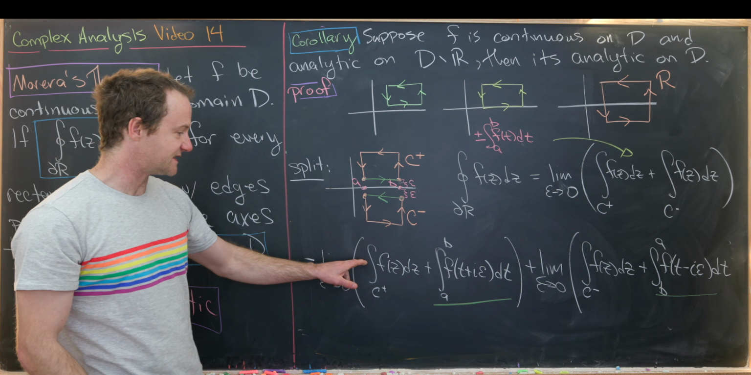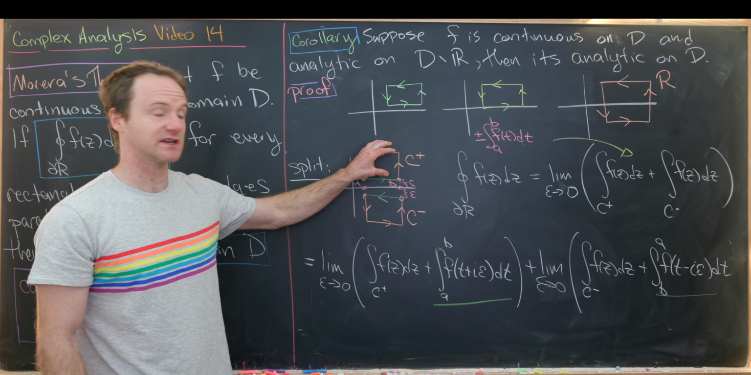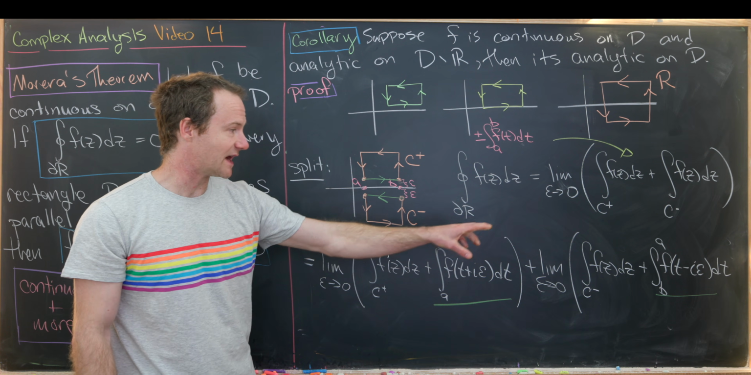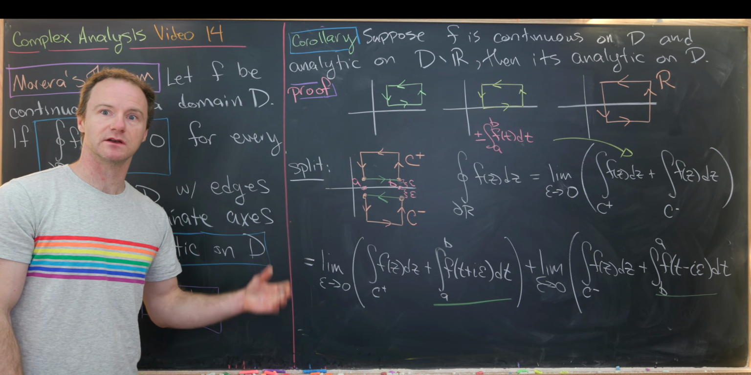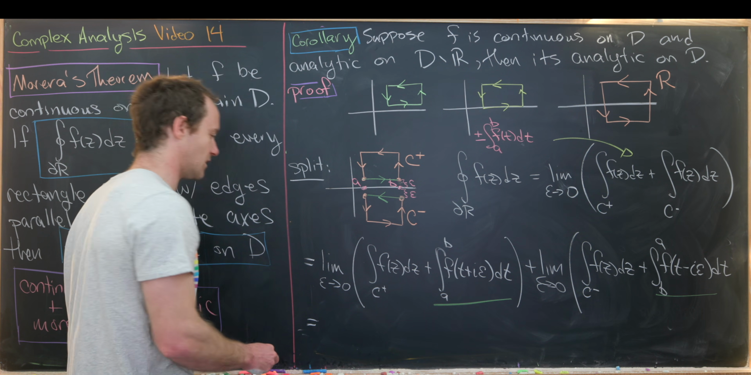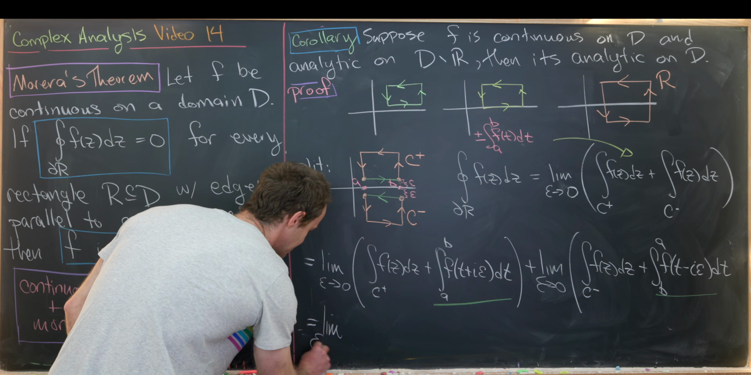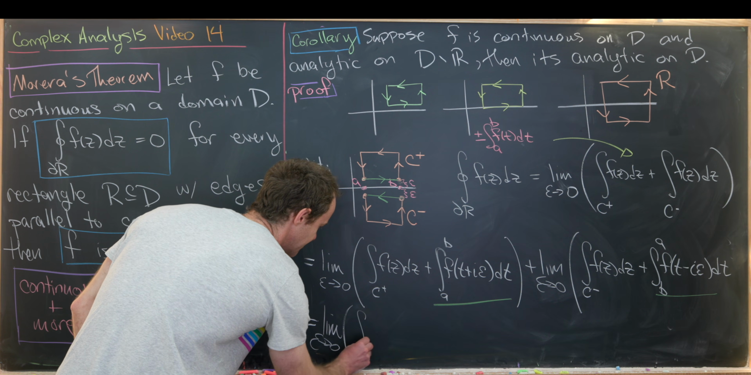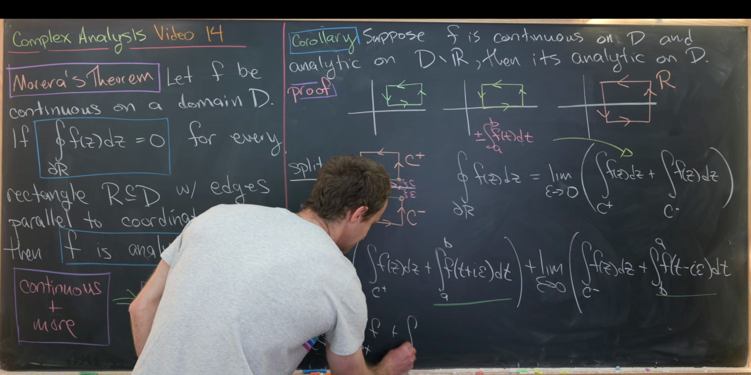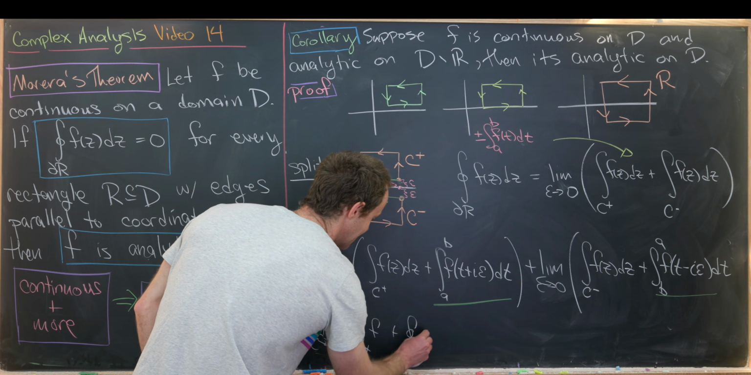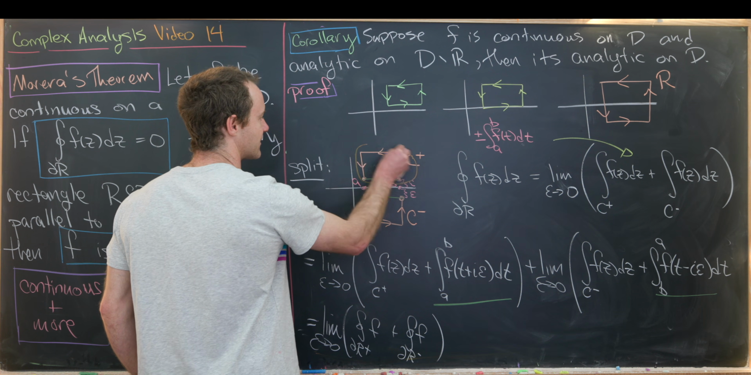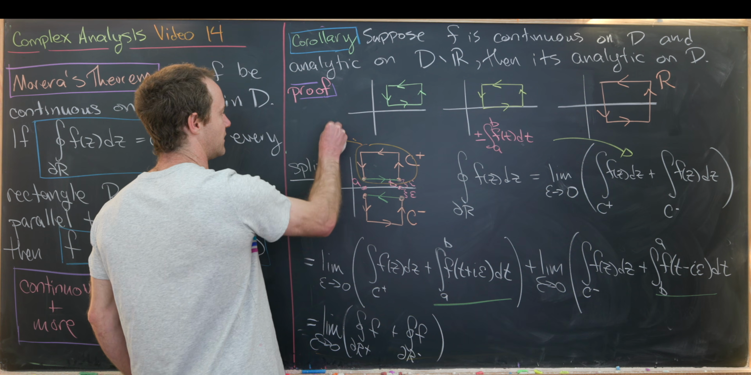But now let's notice that C plus along with this guy gives us a closed rectangle that does not include the real axis. And that C minus plus that guy gives us a closed rectangle that also does not include the real axis. Maybe we would call those R plus and R minus. So this ends up giving us the limit as epsilon goes to 0 of the integral over the boundary of R plus of f, and then plus the integral over the boundary of R minus of f. Where, like I just said, all of this stuff together right here can be called R plus.